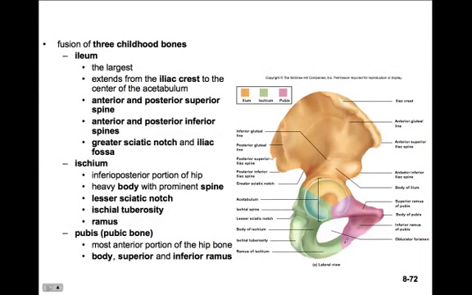Now the coxal bone is divided into 3 regions because it results from the fusion of 3 bones developmentally. The ilium, which is the bone that has the iliac crest all the way across the top of it, is the largest of the pieces. The ischium is the part that we sit on, the inferior posterior portion of the hip. And the pubis is the pubic bone. It's the most anterior portion, shown in pink here.